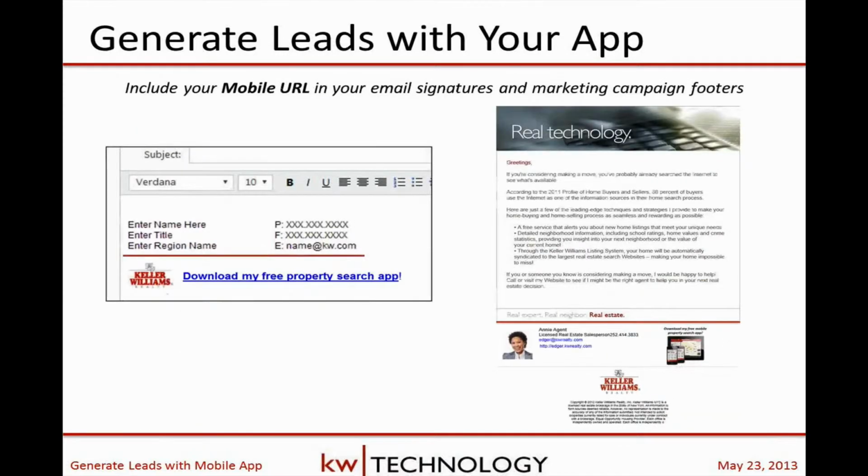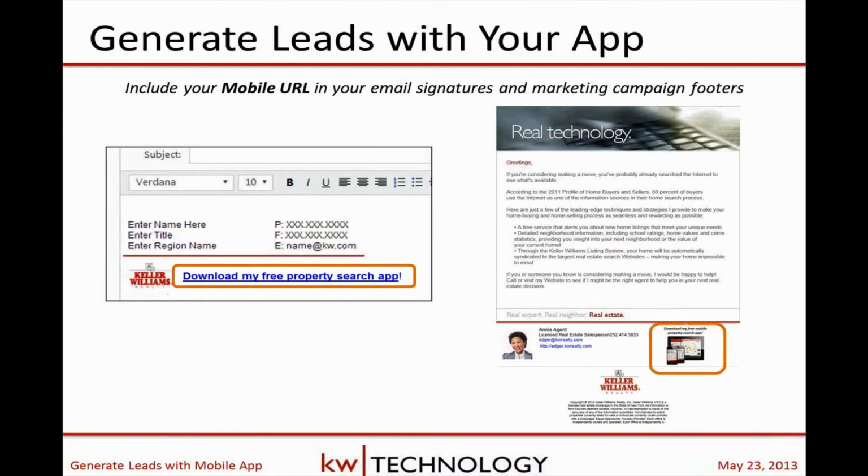You can also take that mobile URL and add it to your signature in your email. Over on the right side, you see an image and some text embedded in the footer of an email campaign piece. So just think of this mobile URL as something you can use to drive traffic to a page where your app can be downloaded and branded to you, and you can include this in any kind of electronic information. So that could be emails, that could be email delivery of campaign pieces, and your website.